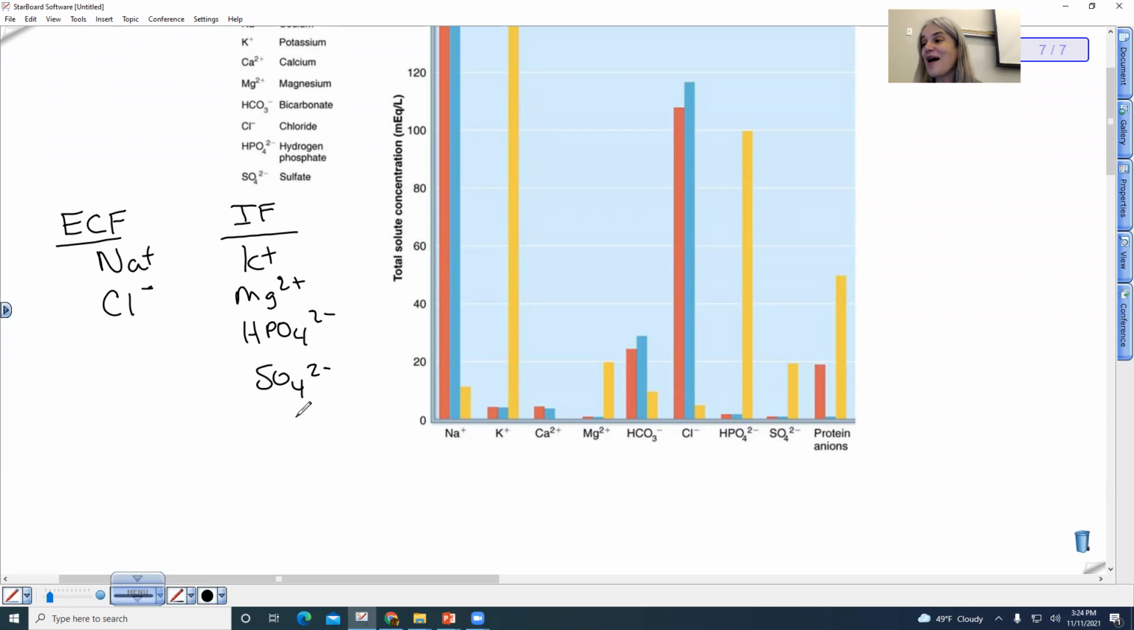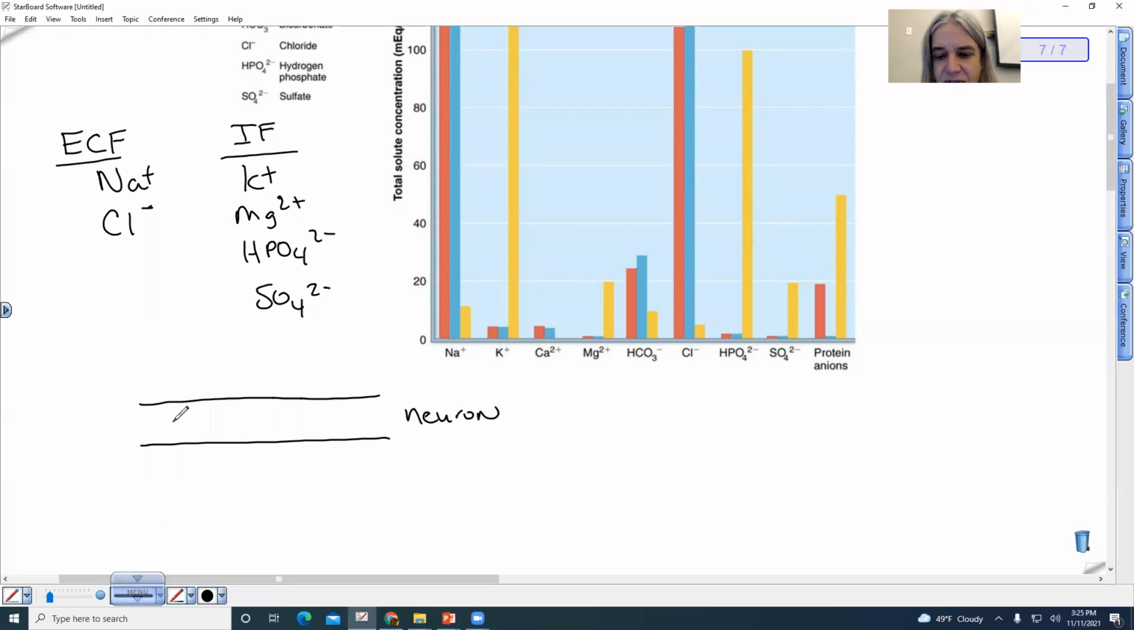We will talk about, or maybe you remember us talking about, the nervous system and how the movement of sodium, chloride, and potassium creates this concentration gradient. For example, if I'm looking at the inside of a neuron, a cell in the nervous system that produces neurotransmitters, and I look at the ECF, sodium is much higher outside than it is inside.